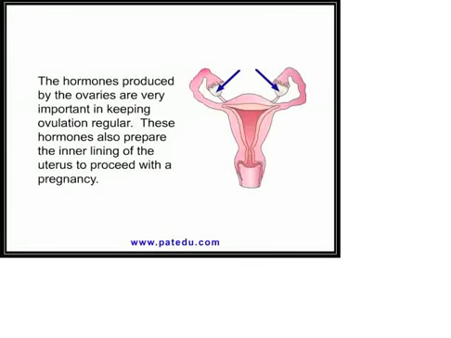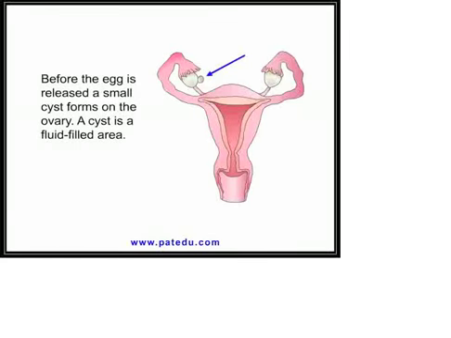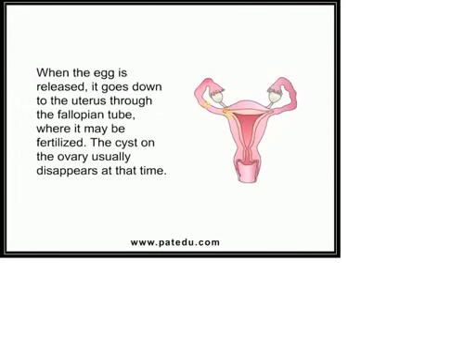The hormones produced by the ovaries are very important in keeping ovulation regular. These hormones also prepare the inner lining of the uterus to proceed with a pregnancy. Before the egg is released, a small cyst forms on the ovary. A cyst is a fluid-filled area. When the egg is released, it goes down to the uterus through the fallopian tube, where it may be fertilized. The cyst on the ovary usually disappears at that time.